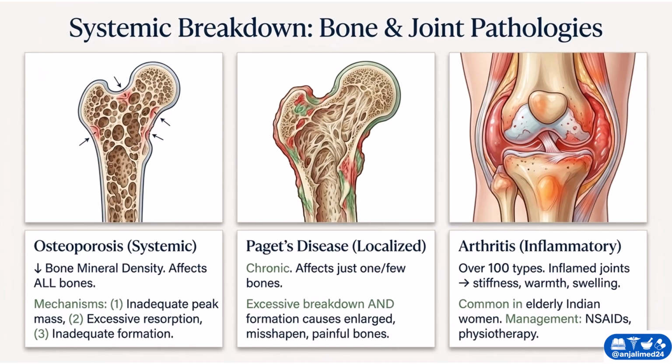So remember the key distinction. Osteoporosis is systemic bone loss. Paget's disease is localized abnormal bone remodeling, and arthritis involves the inflammation of joints. These are highly important clinical correlations in musculoskeletal physiology and pathology.